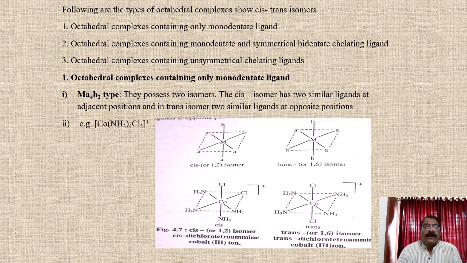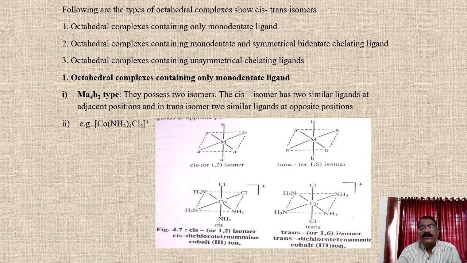See here, octahedral complexes are of three types. Octahedral complexes containing only monodentate ligands. Second, octahedral complexes containing monodentate and symmetrical bidentate chelating ligands. And third is octahedral complexes containing unsymmetrical chelating ligands. So first we are going to see octahedral complexes containing only monodentate ligands.